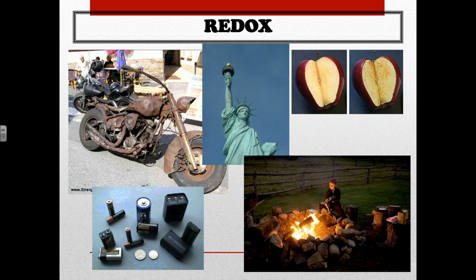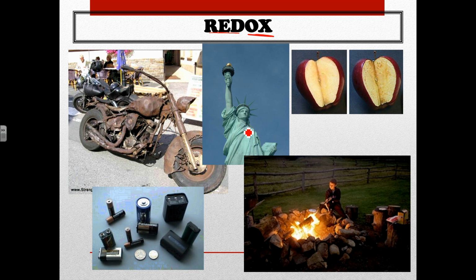Hey everybody, the screencast tonight is going to be on something called redox reactions. Redox reactions are when an atom undergoes a reduction and another atom undergoes an oxidation. A reduction and oxidation has to do with the change in charge of an element in a reaction, or the oxidation states, which you just learned how to do.